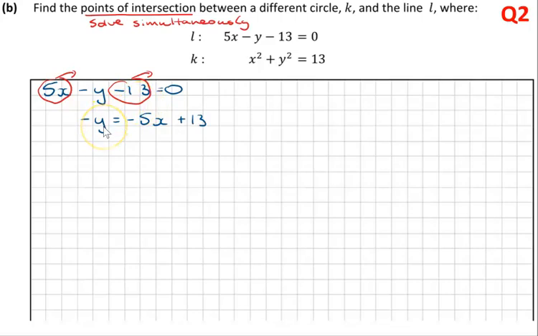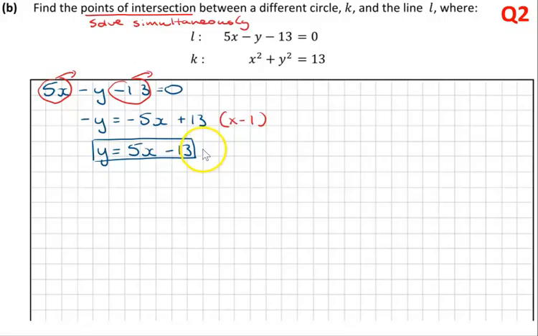So we get minus y is equal to minus 5x plus 13. Now we wanted to solve for y, not minus y. So in order to make this a positive, I'm going to multiply across by minus 1. And minus y times minus 1 is positive y. Minus 5x by minus 1 is 5x. And 13 by minus 1 is minus 13. So now we have y on its own.